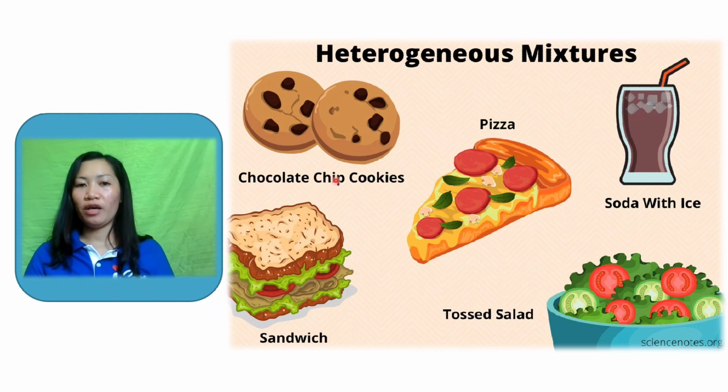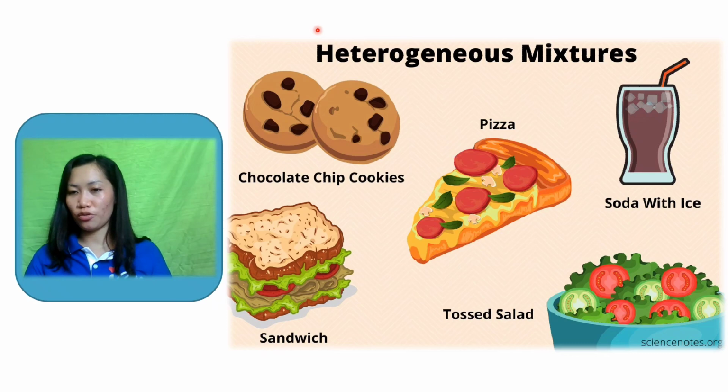Okay, we have the chocolate chip cookies, we have the pizza, we have the soda with ice, we have the sandwich, we have the toss salad, meaning they are not uniform in appearance. Like you can still identify the cookies and the chips. You can also identify the soda and the ice cubes. So these are heterogeneous mixtures.